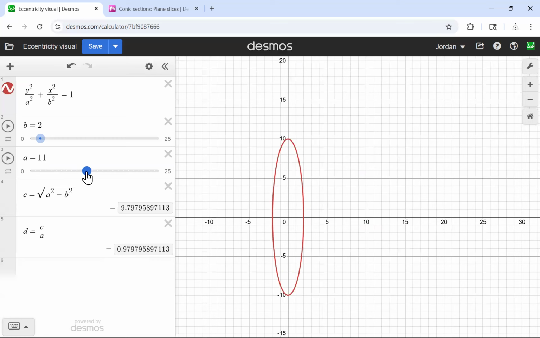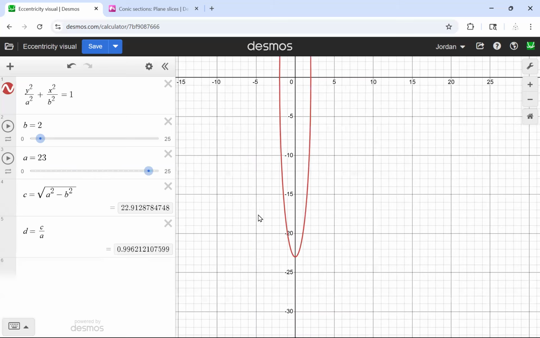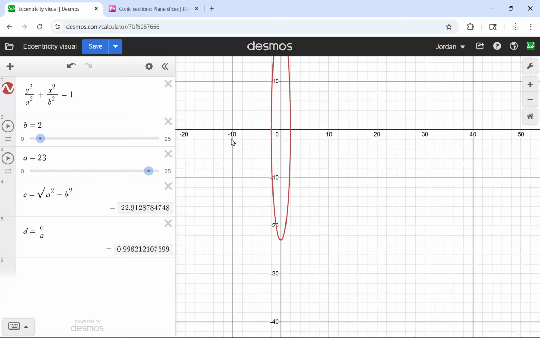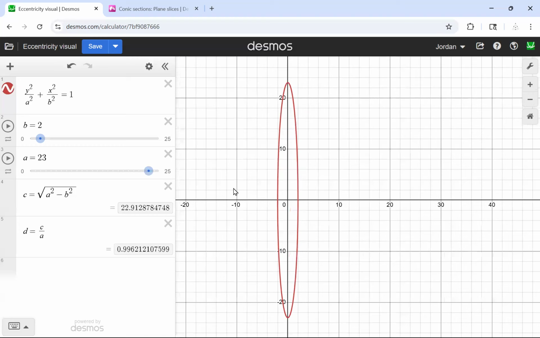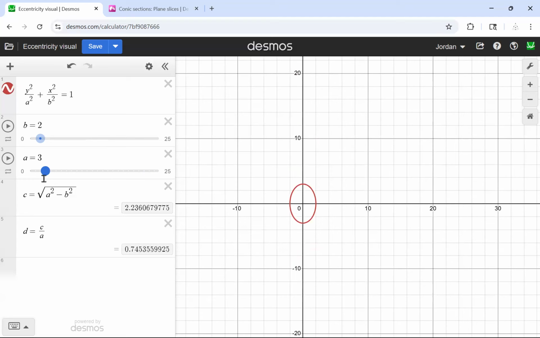And as I stretch it out really, really far, I can get really close to 1 for that eccentricity, 0.996 in this case. And that means, again, for the ellipse, the more you stretch it out, the closer you get to 1. Now, let's deal with a hyperbola.